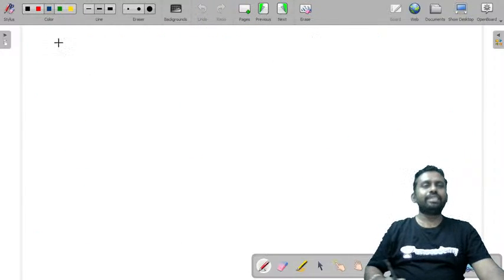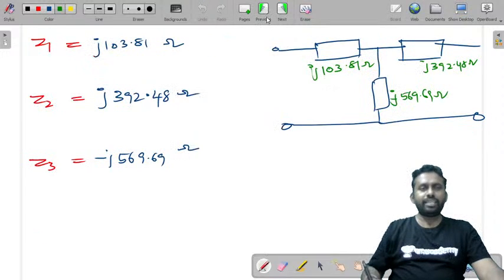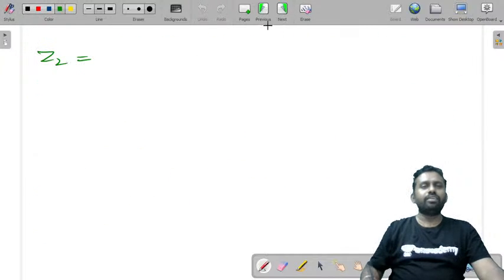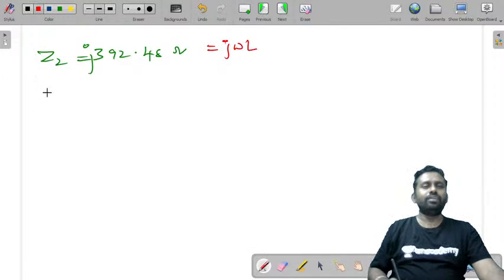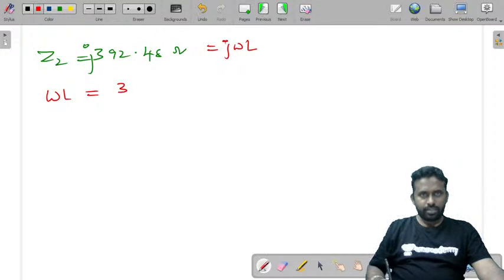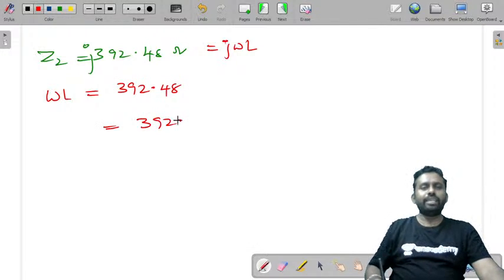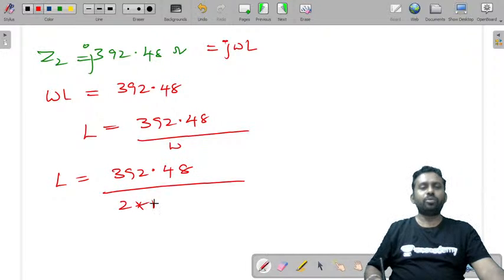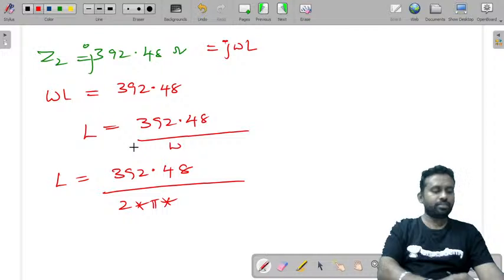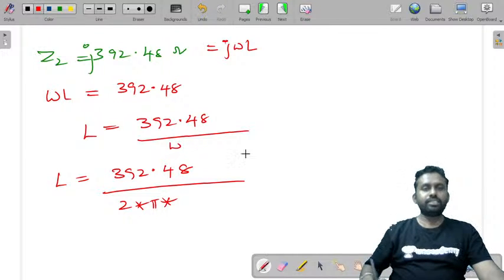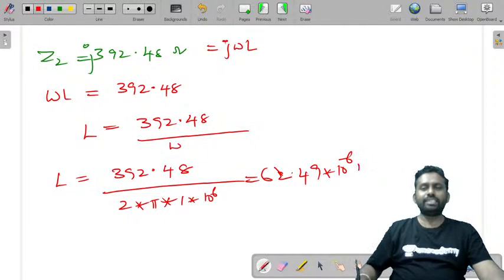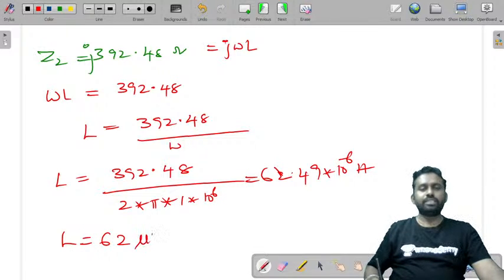micro Henry. Similarly, let's take Z2. What is Z2? That we got as j392.48 ohms. So similarly, you can write it as j omega L. So omega L is equal to 392.48. So 392.48 by omega is L. So L is equal to 392.48 by 2 into pi into 6.28, 1 into 10 power 6 into 10 power minus 6 Henry, or L is equal to 62 micro Henry.